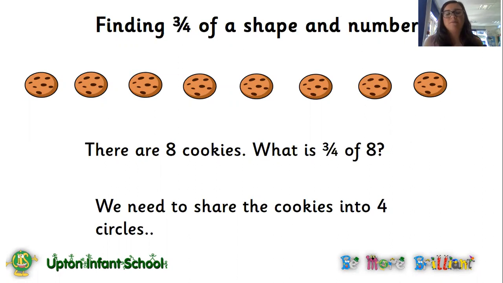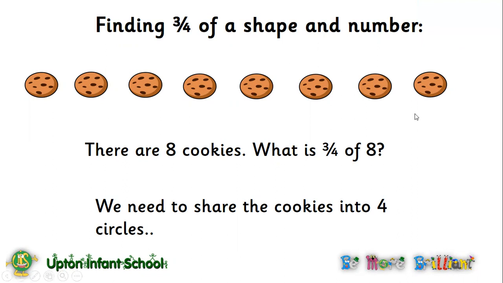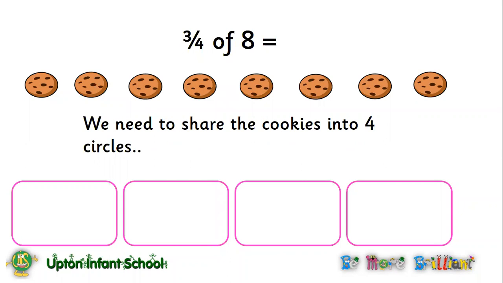Now, by the end of the week, we moved on to finding 3/4 and we looked at shape and number for that one. So I have 8 cookies here. I'll just move myself so you can see the last cookie. And I want to know what 3/4 of 8 is. So we have to share the cookies like we have been doing before into those 4 sharing circles. We're using 4 circles because we're looking at quarters. So there's my circles and I remember I'm looking for 3/4. So I'm going to share my cookies equally, but then I'm going to look specifically at 3 of them.